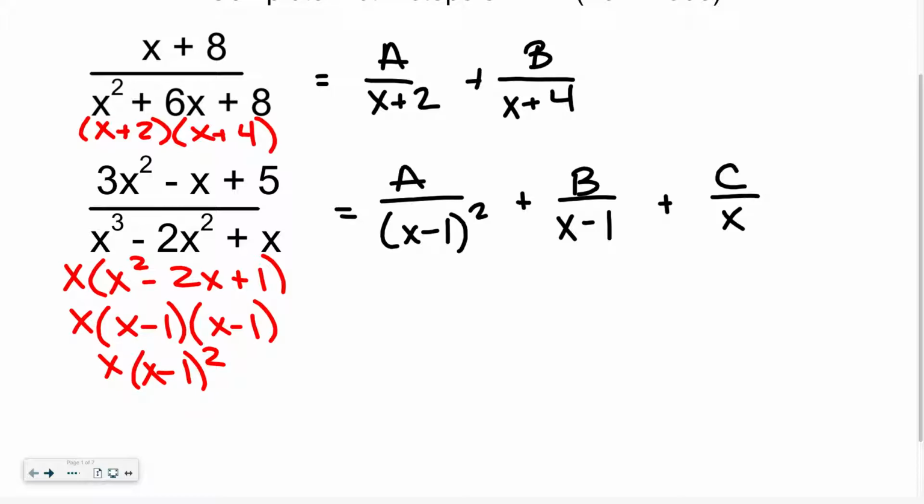If that was being cubed, then I would have A over (x minus 1) cubed plus B over (x minus 1) squared plus C over x minus 1. And then if I had another factor, I would have D. I just use A, B, C, D in alphabetical order. Okay, so today we're going to solve for A, B, and C.